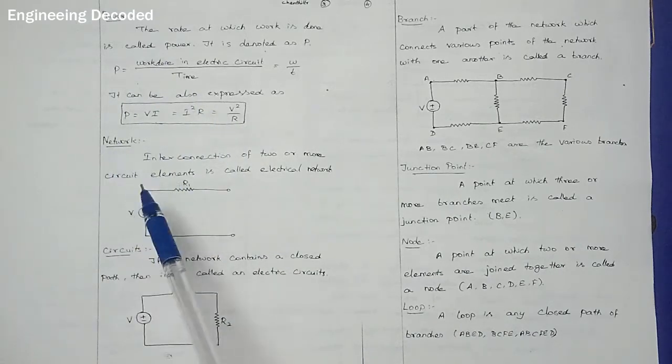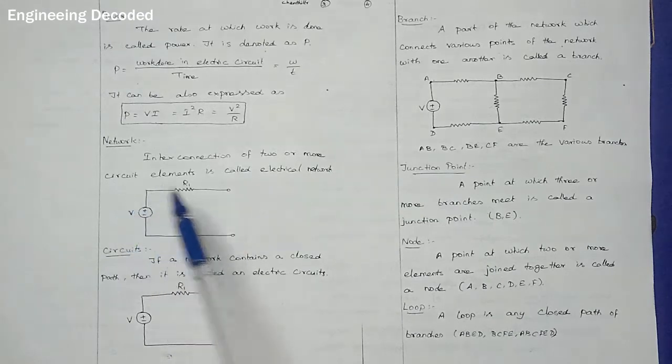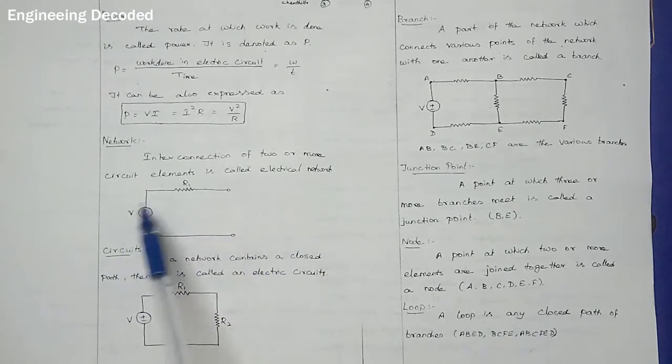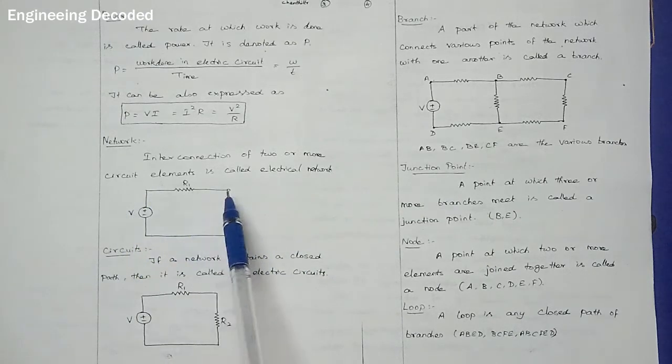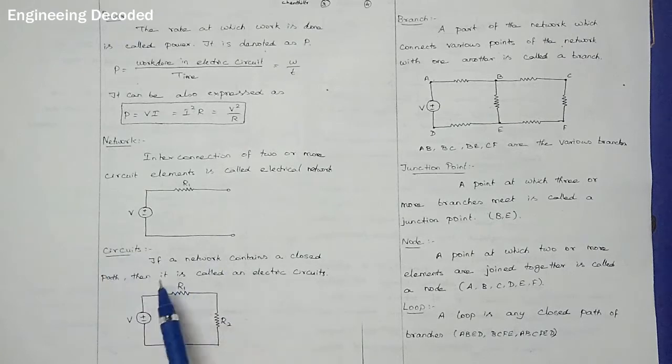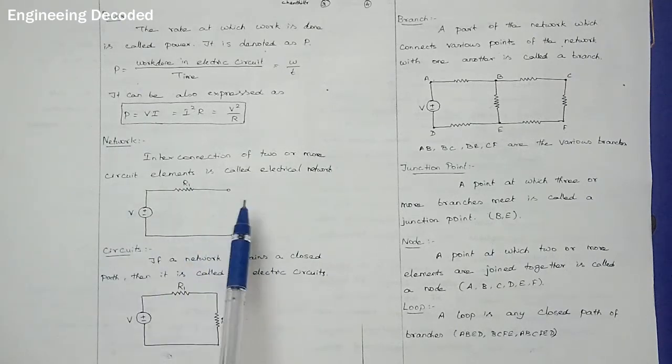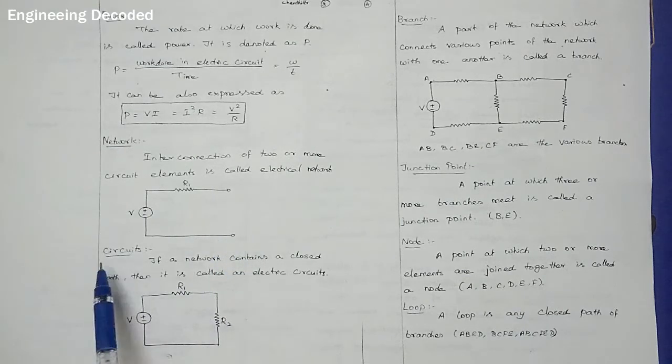Then network: interconnection of two or more circuit elements is called a network. Here you can see you have a voltage source, you have a resistor. Some elements are connected together. So this is called an electrical network. Then circuit: if a network contains a closed path, then that is called an electric circuit. So this is a network. In this network, if you close this, it will be a circuit.